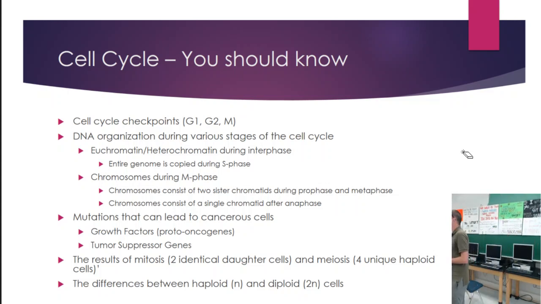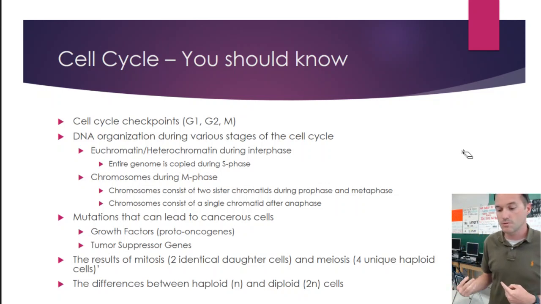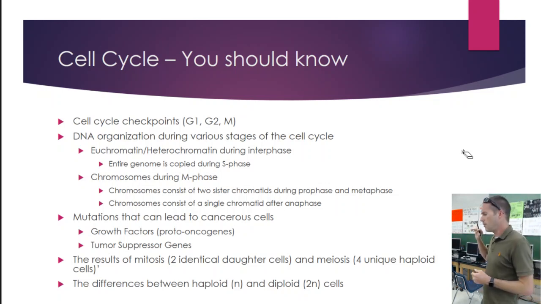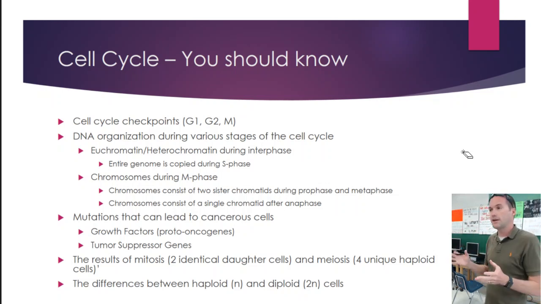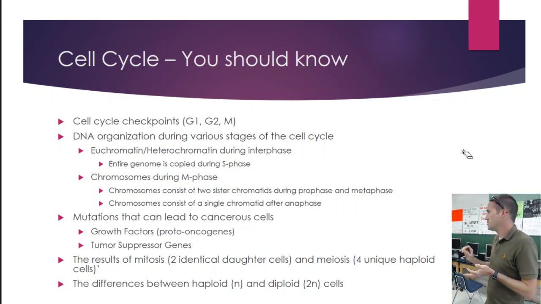You should know that the process of mitosis is going to result in two identical daughter cells, right? And then meiosis is going to result in 4 unique haploid cells, right? Those 4 unique haploid cells are going to have non-identical DNA. The 2 processes that result in their non-identical DNA are the law of independent assortment and the law of crossing over. We'll talk about those next slide.